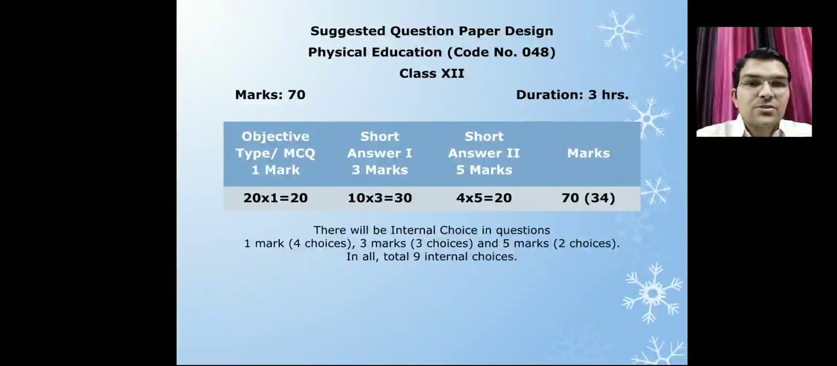There will be internal choices also. In 1 mark questions, there will be 4 choices. In 3 marks questions, there will be 3 choices. In 5 marks questions, there will be 2 choices. Overall, there are going to be 9 internal choices in your theory question paper.